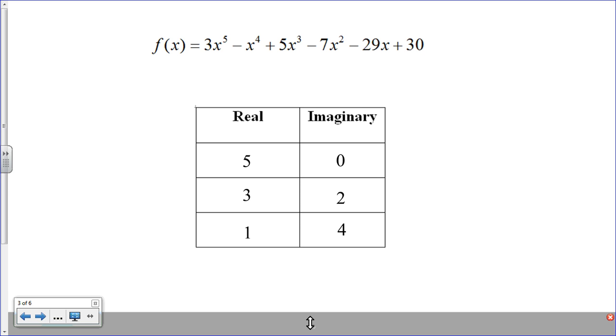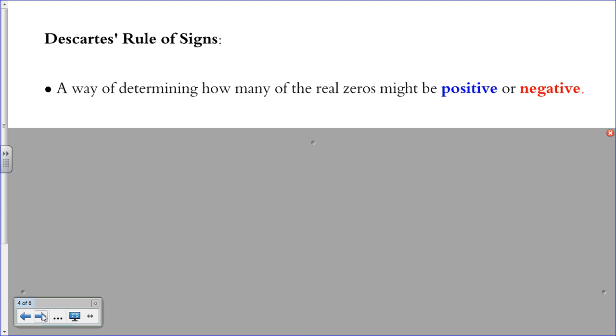Now, Descartes' Rule of Signs, which we're going to look at on the next slide, dives into just the real category, just the real answers. And he looks even more closely at the real answers and tries to figure out if he can determine how many are positive and how many are negative, just within the real answers. So Descartes' Rule of Signs is a way of determining how many of the real zeros might be positive or negative. So it's another thing that you can use to analyze a polynomial function. Before you've graphed it, before you've solved it, you can use this rule to figure out how many of the real zeros might be positive or negative.